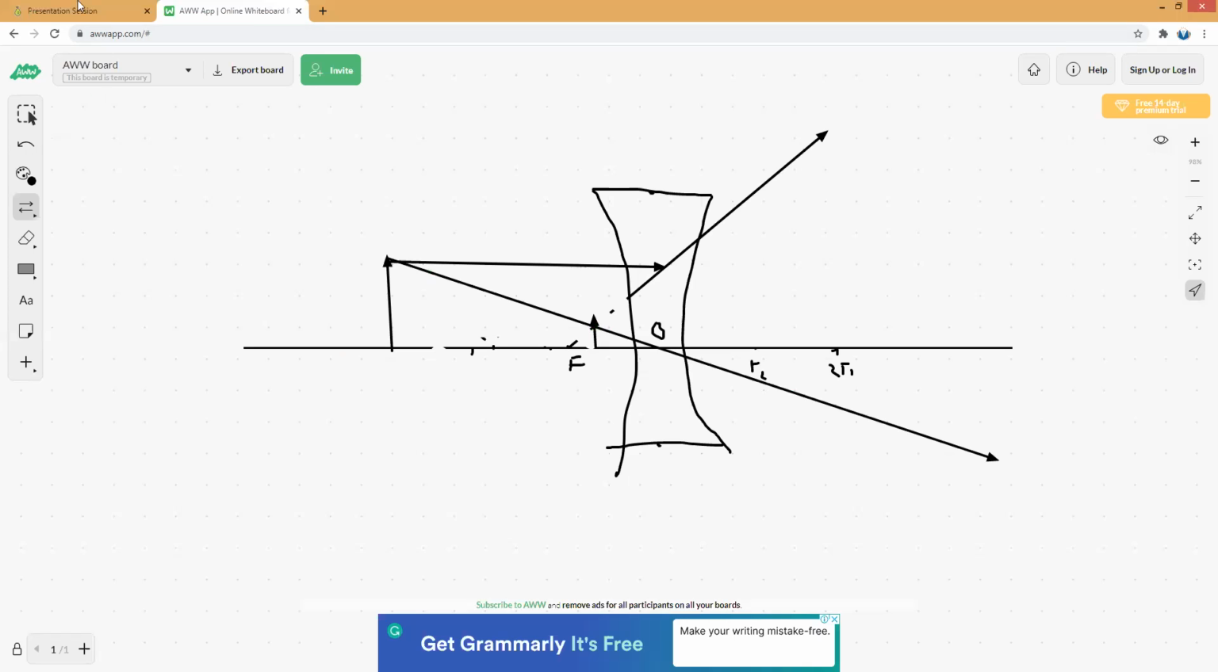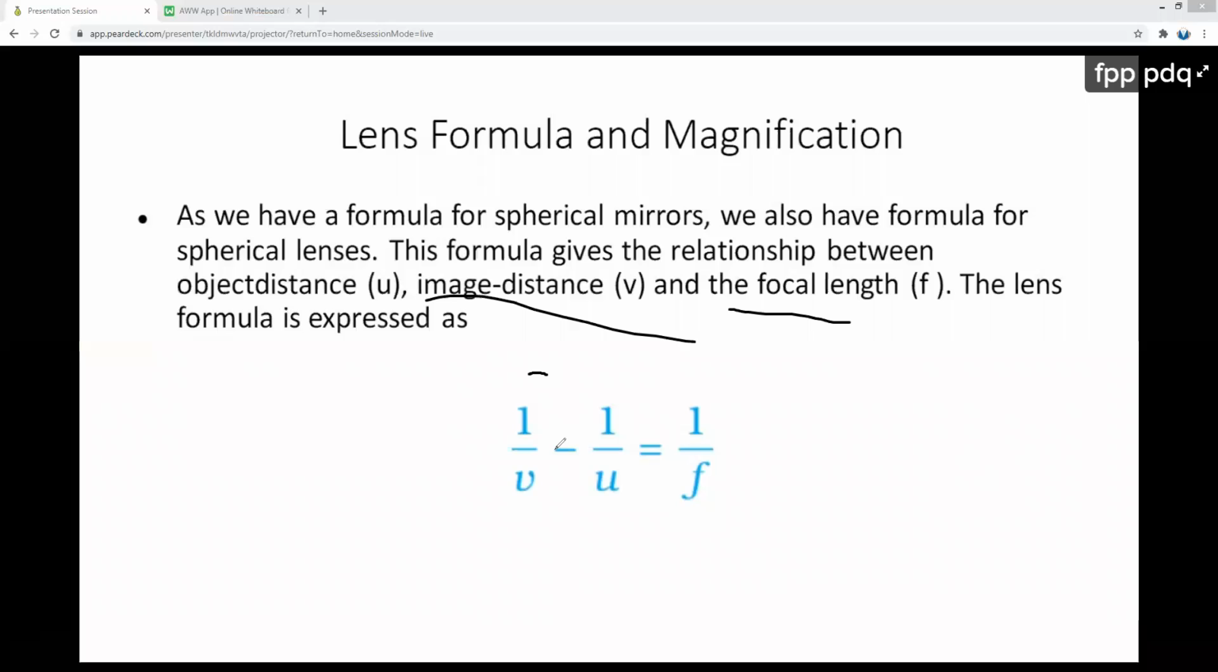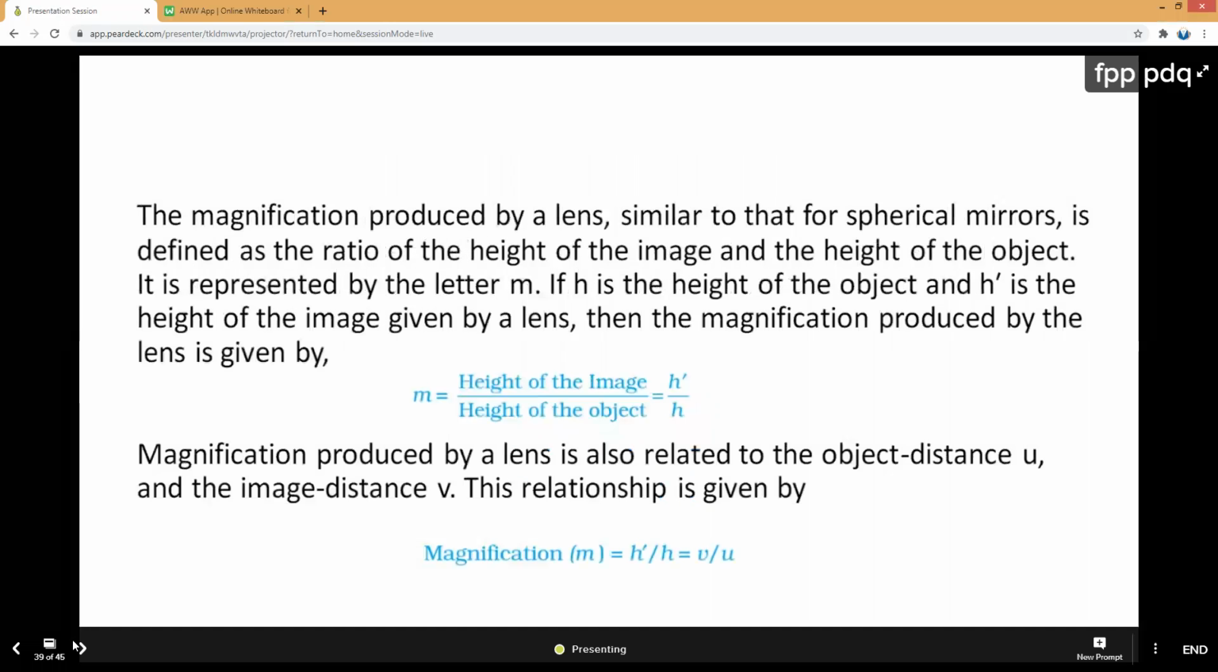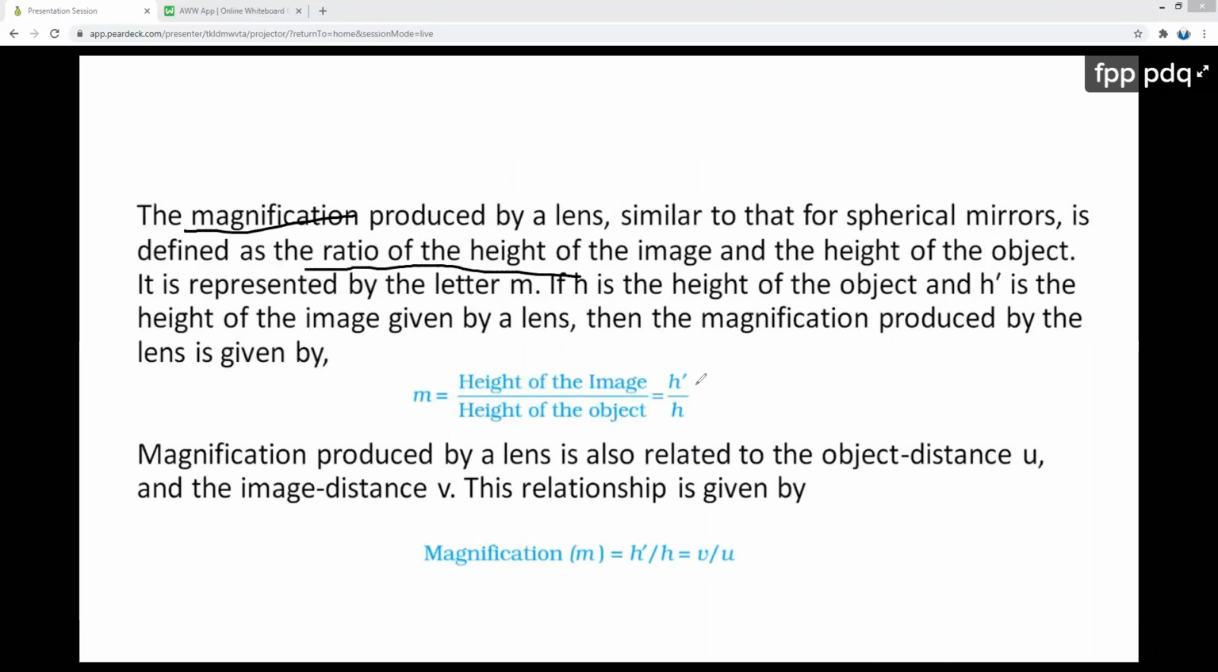Now the next one, the numericals, same thing except the minus part. For the lens formula, we have a relation between image distance, object distance, and focal length. Same thing, but over here you can see that it's minus instead of plus. The magnification for a lens is also defined as the ratio of the height of the image to the height of the object, h dash by h.